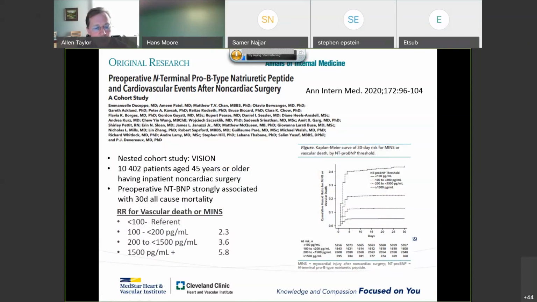And what it showed is that a single preoperative NT-BNP, and NT-BNP is our assay in this hospital, was strongly associated with both 30-day all-cause mortality and the relative risk for vascular death or the occurrence of MINS. And this is where this becomes important.